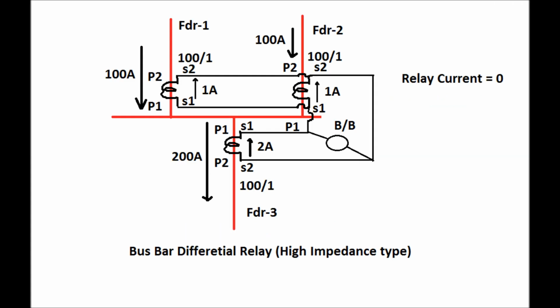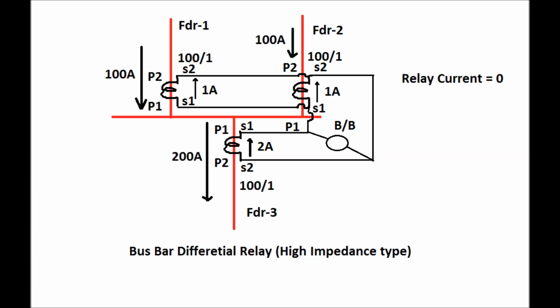For ease of understanding, let us consider that feeder 1 and feeder 2 are the incomer feeders, and the current flowing to the bus is 100 ampere each, and feeder 3 is the outgoing feeder, and the current flowing from the bus to feeder 3 is 200 ampere.